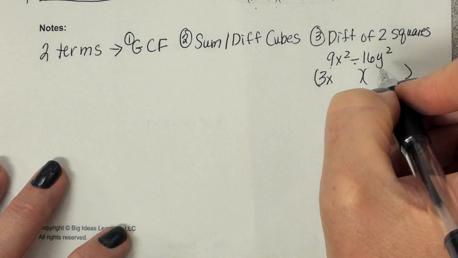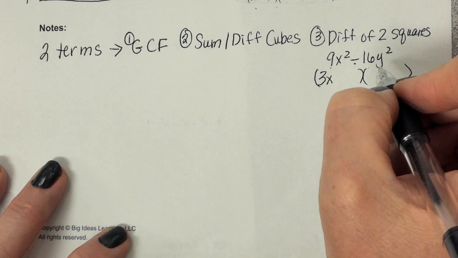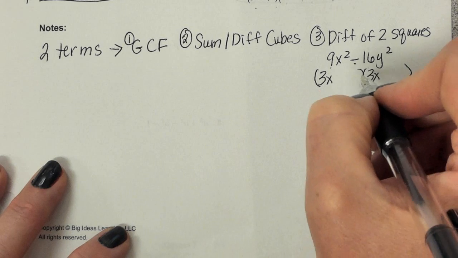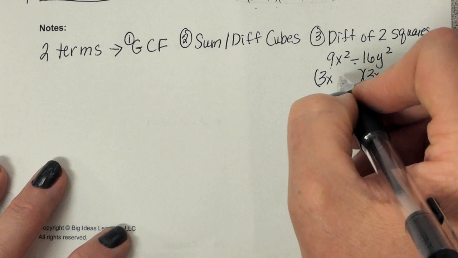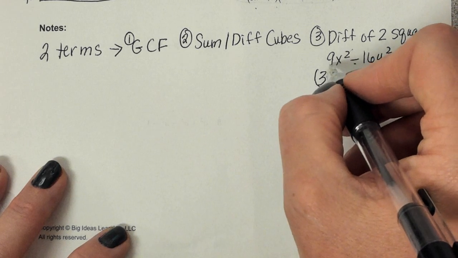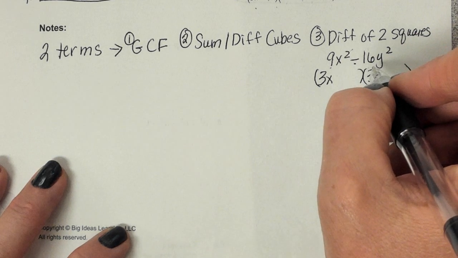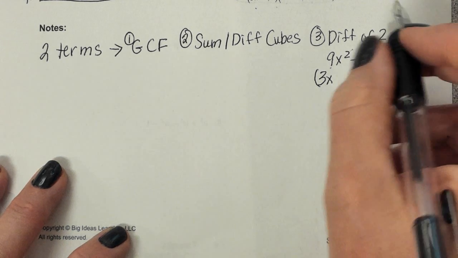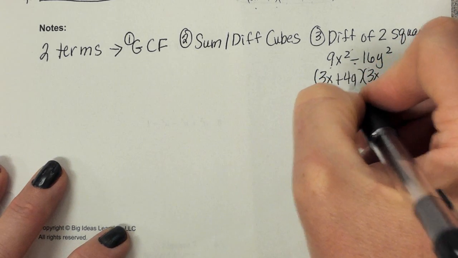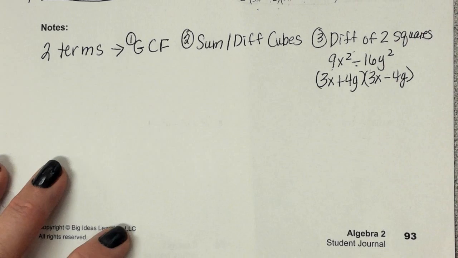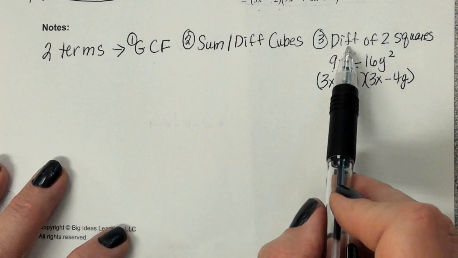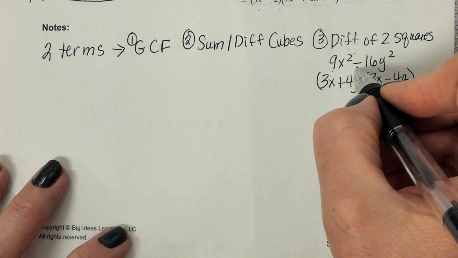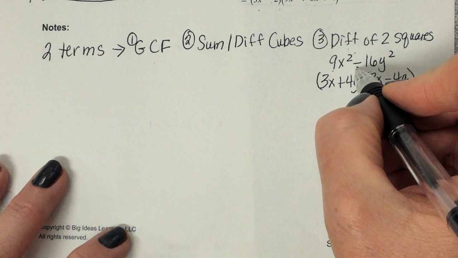3x and 3x. See, this always goes down to just a plus b, a minus b, is how it factors. So a, in this case, is the square root, which would be 3x, with the square root of 16y squared. So it's going to be 3x plus 4y and 3x minus 4y. That's how the difference of 2 squares works. Does that seem familiar to everybody? So whenever we have 2 terms, we're going to look for a GCF, sum or difference of cubes, difference of 2 squares. If this had been a plus, it could not be factored, because it would be the sum of two squares.